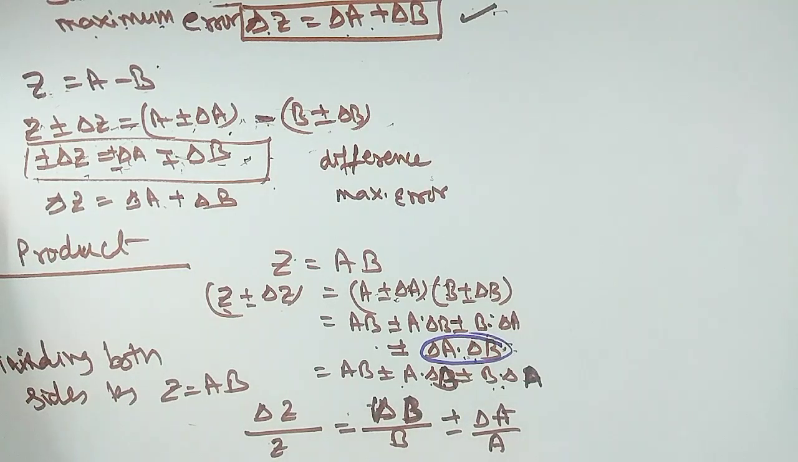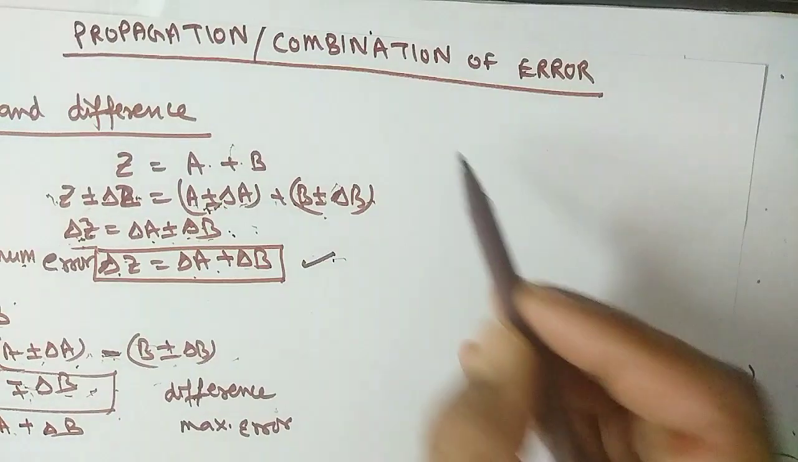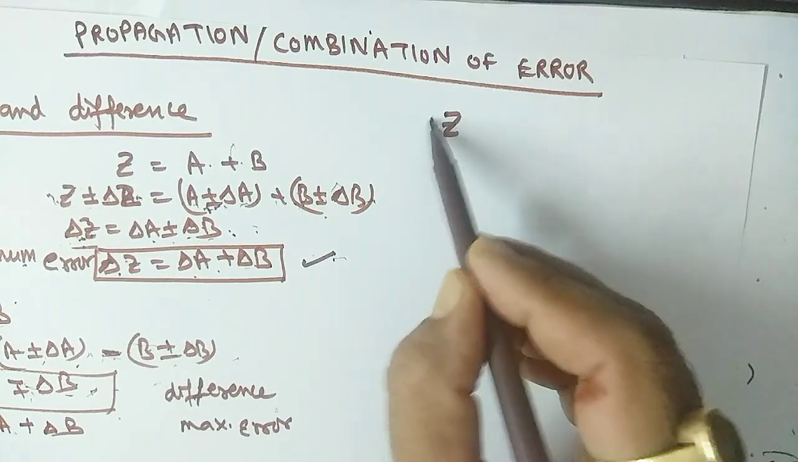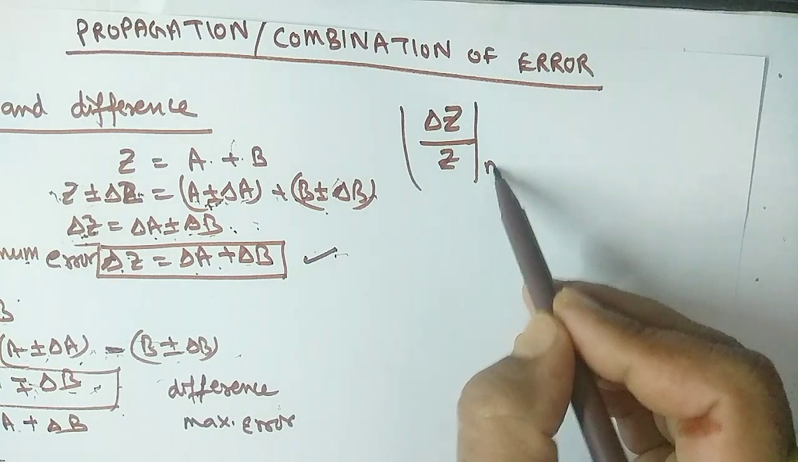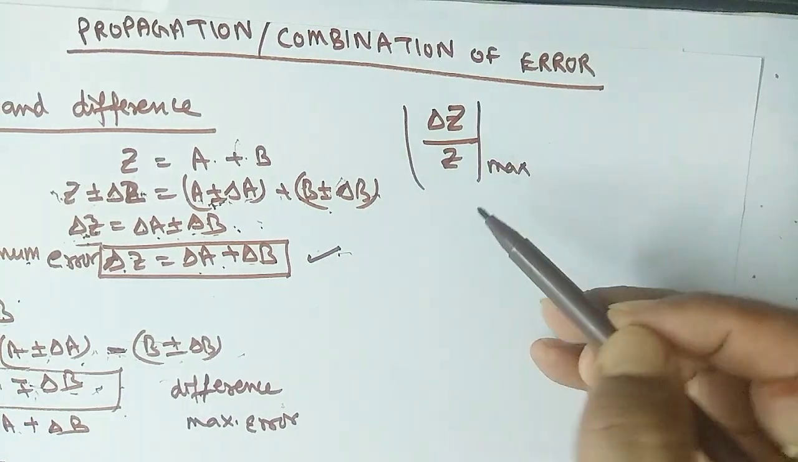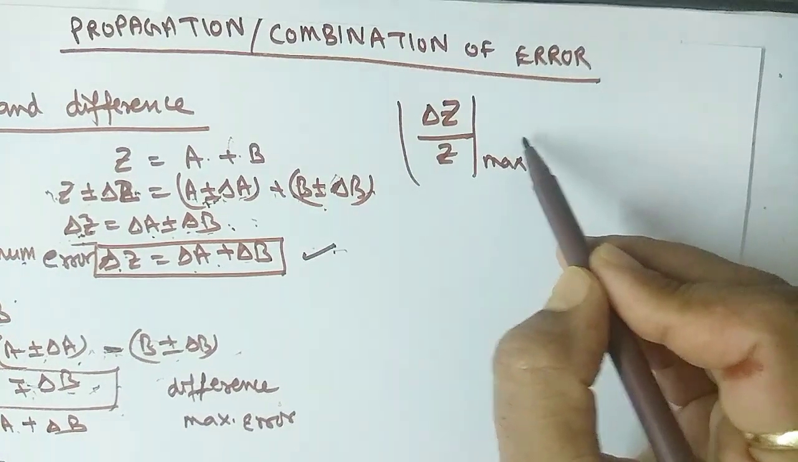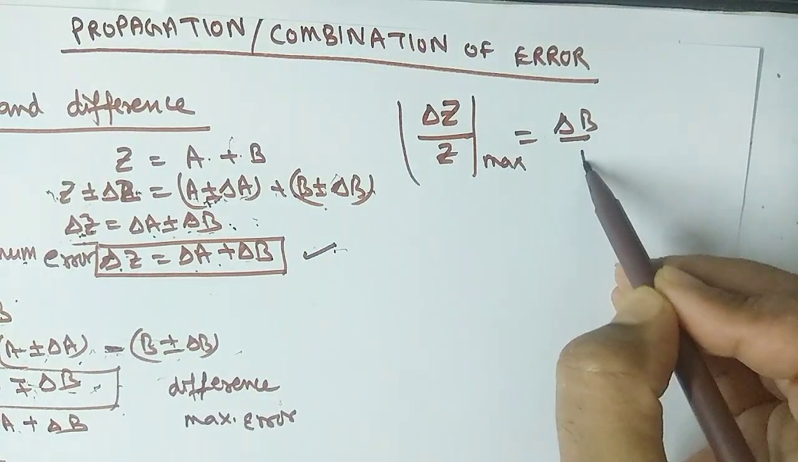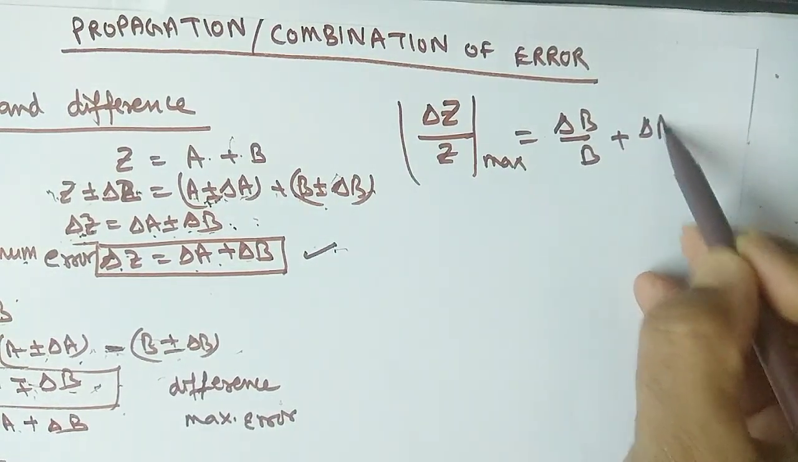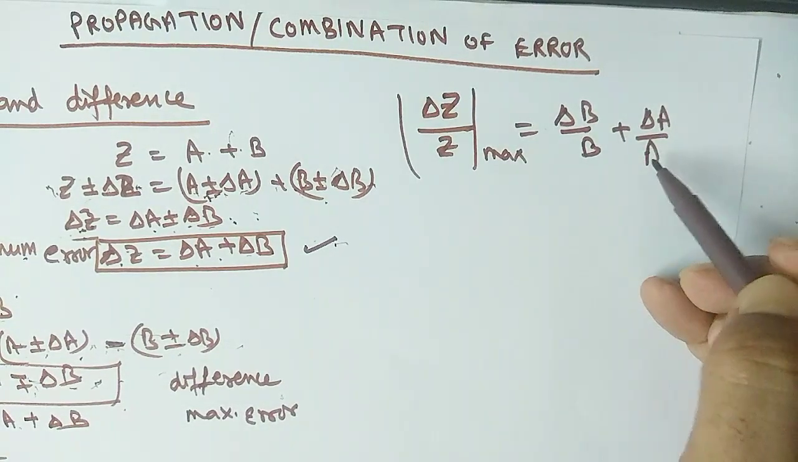So this is the expression we find here. Now, see what is the maximum value possible. I am taking delta Z upon Z. See, what is the maximum? Maximum means take the mod. Mod means all positive values only. So the maximum possible is delta B upon B plus delta A upon A. This is the maximum. Take only the plus value. That will be the maximum.